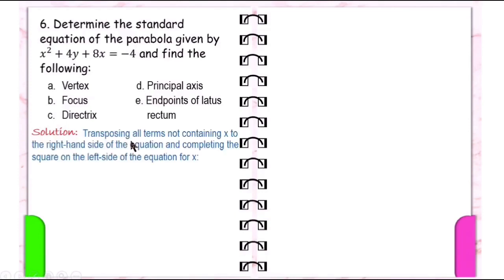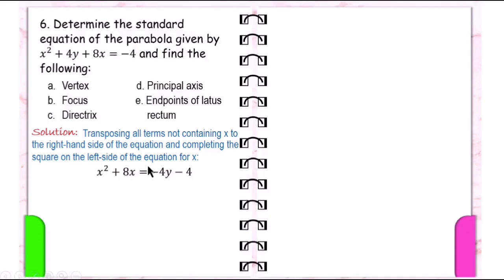We have to transpose all terms not containing x, since the equation is also quadratic in x, to the right-hand side of the equation and complete the square on the left side of the equation for x. So we have x squared plus 8x, then we transpose 4y. So this is equal to negative 4y, and we just simply copy negative 4 since it is already on the right side of the equation.